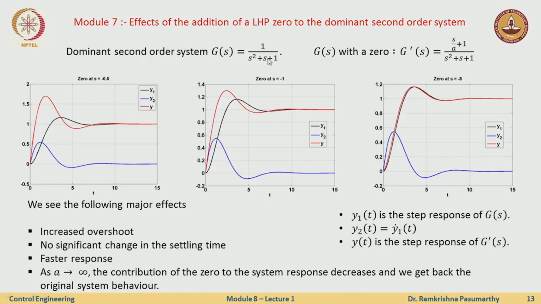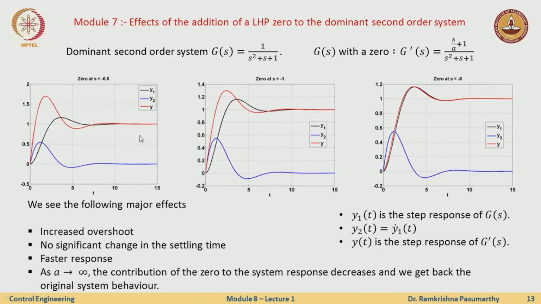So the red is the response of G prime and the black is the response of G, and I want to place the 0 in such a way that these two are closer to each other. And if I put it further back at s equal to minus 8, then I see that they are very close to each other. So depending on the location of the zeros, my red and black curves come closer or go further away.